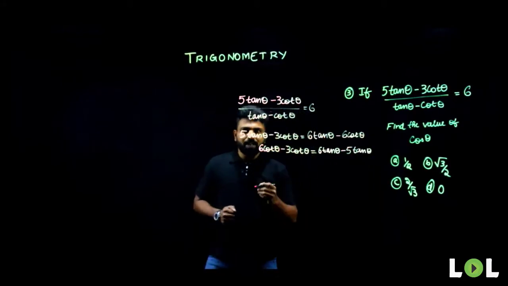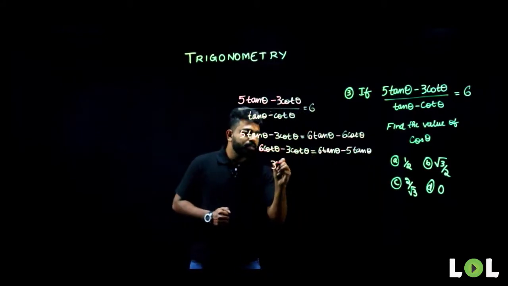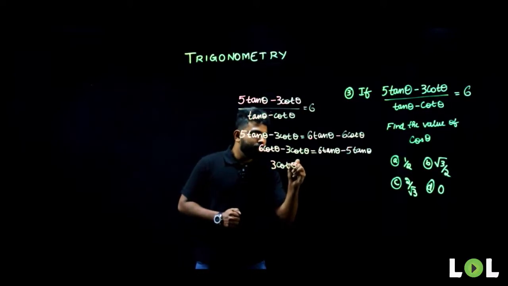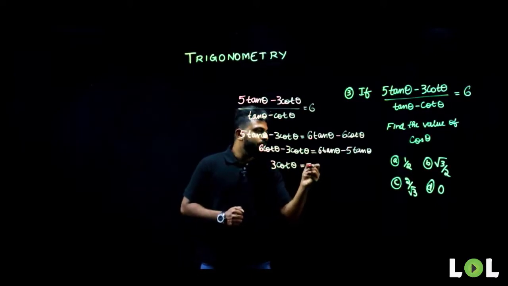So now if I simplify this, what will I be left with? 3 cot theta will be equal to tan theta.